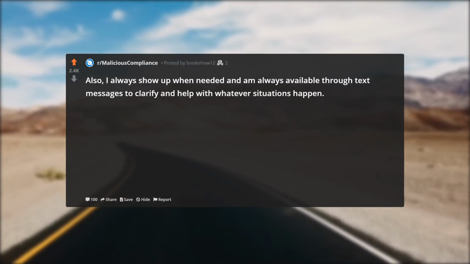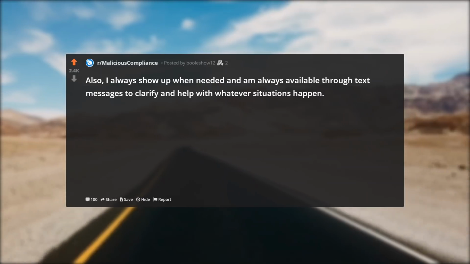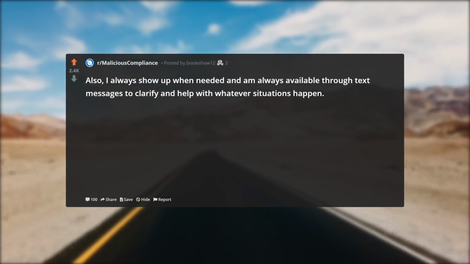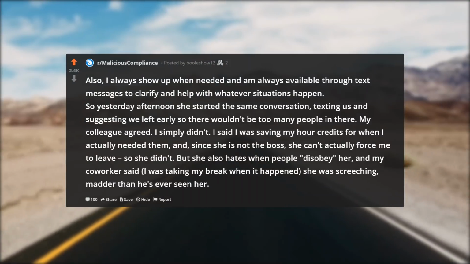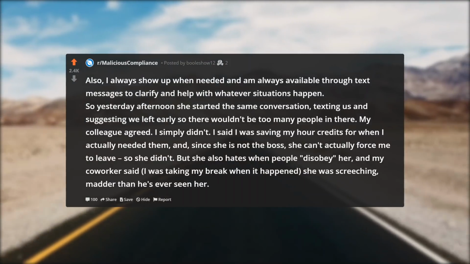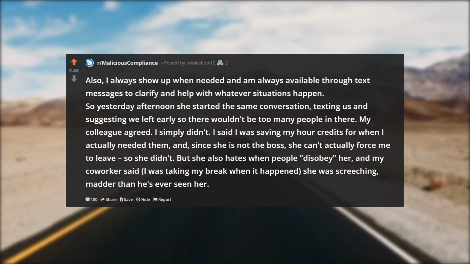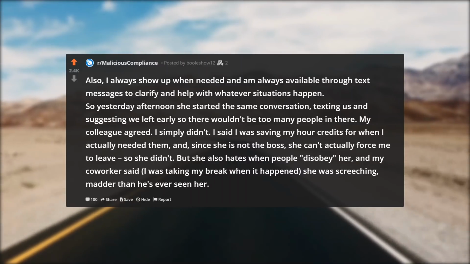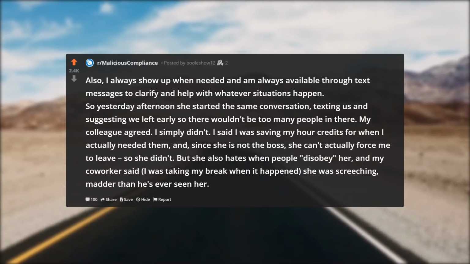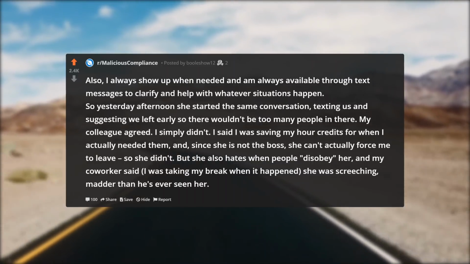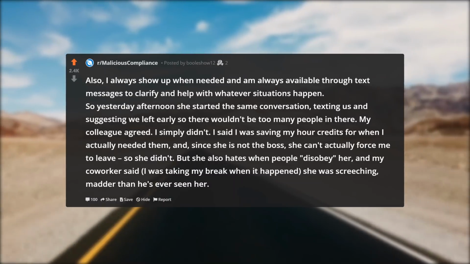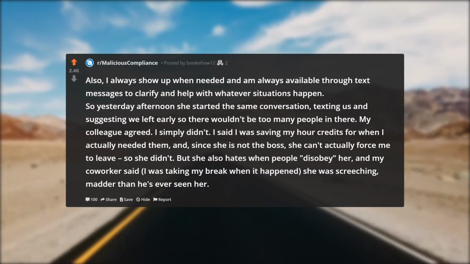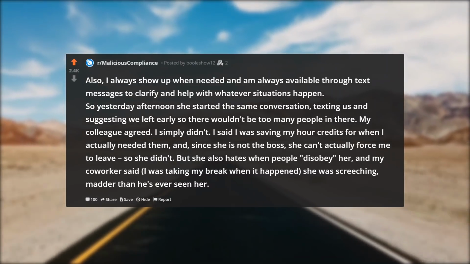Also, I always show up when needed, and am always available through text messages to clarify and help with whatever situations happen. So yesterday afternoon she started the same conversation, texting us and suggesting we leave early so there wouldn't be too many people in there. My colleague agreed. I simply didn't. I said I was saving my hour credits for when I actually needed them, and, since she is not the boss, she can't actually force me to leave, so she didn't.